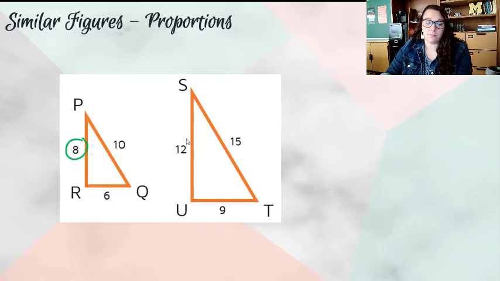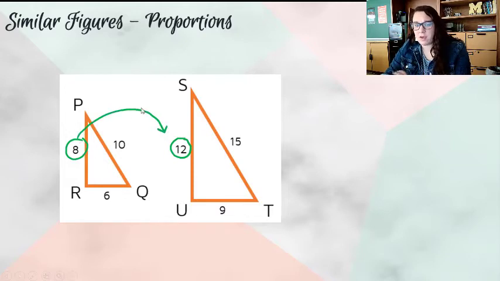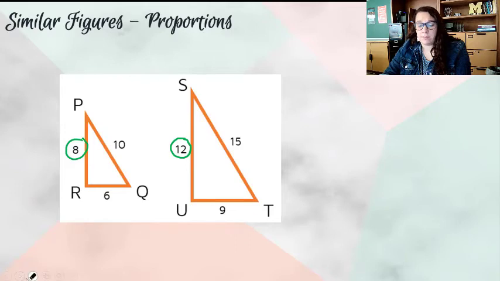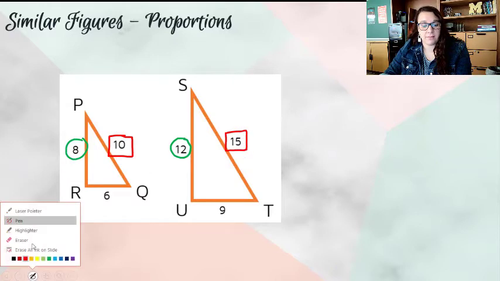8 goes with 12, and here's where we run into an issue. 8 times something to get to 12. The other ones we were able to easily think about what that would be. But this one, 8 times no whole number is 12. So we're going to have to do this problem a little bit differently. Let's first match up our sides. The 10 goes with the 15, and the 6 goes with the 9.